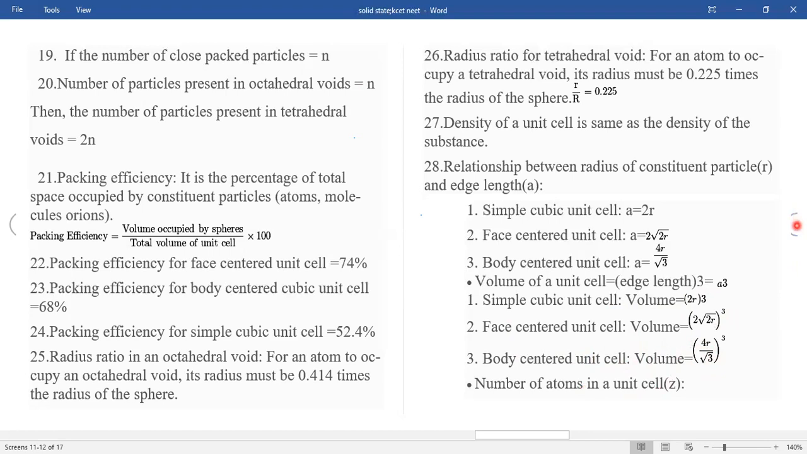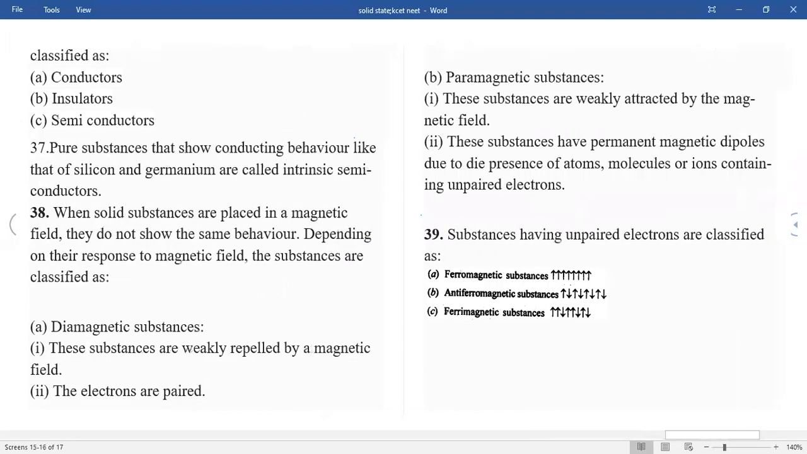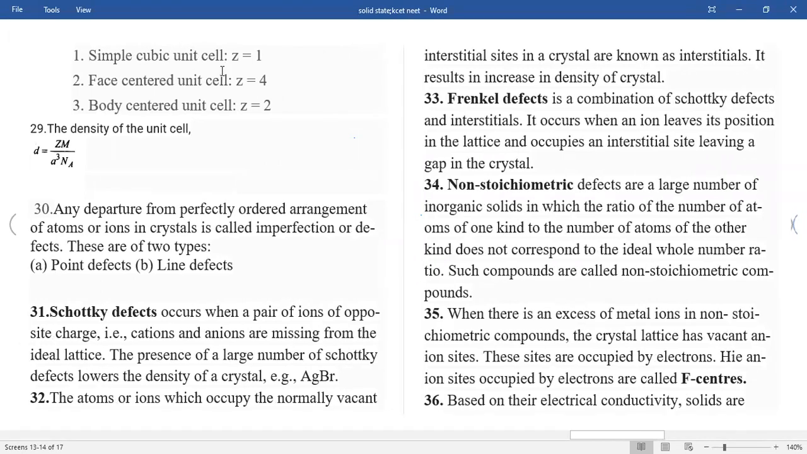Okay, so again I'm going to repeat that. In case of a simple unit cell, Z is equal to 1, that's the rank of the unit cell, also you can say. For the face centered, Z is equal to 4. For the body centered, Z is equal to 2. To find out the density of a unit cell, d is equal to Zm by a cube into Na. Z is the rank of the unit cell, M is molecular mass, a cube is volume of the unit cell, Na is Avogadro number.